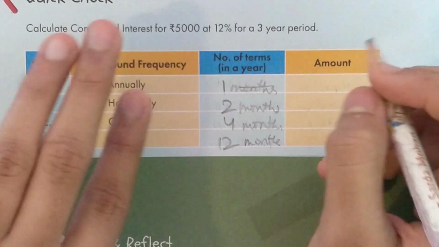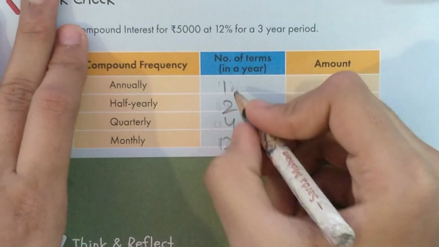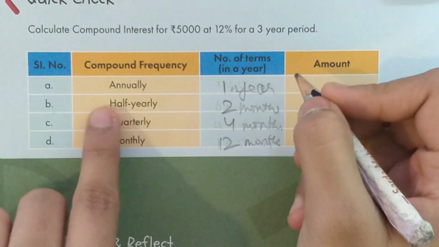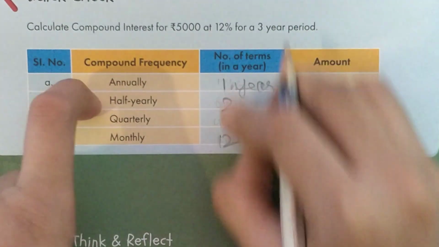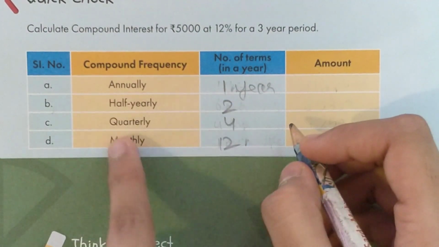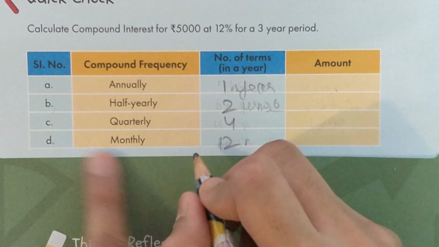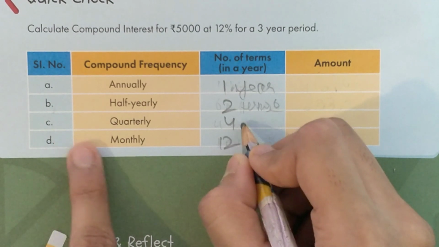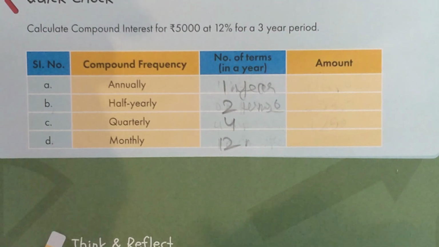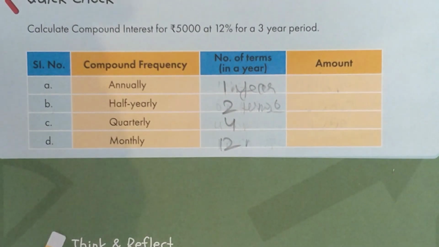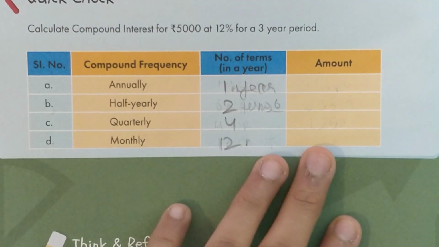I'm very sorry about this. It's not month. Annually means 1 year. So it's a total of 1 year. Half yearly means 2 terms. I don't know why I'm writing months for this. Half yearly means 2 terms, which is 6 months each, and quarterly means 4 terms, like that. And monthly means, yeah, obviously. Okay, now amount.